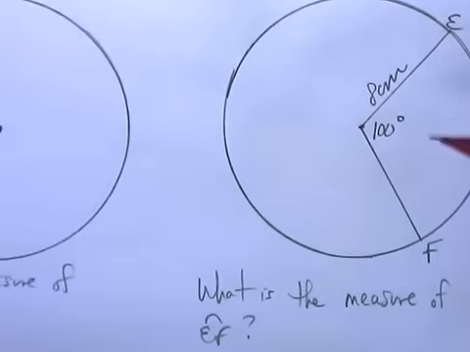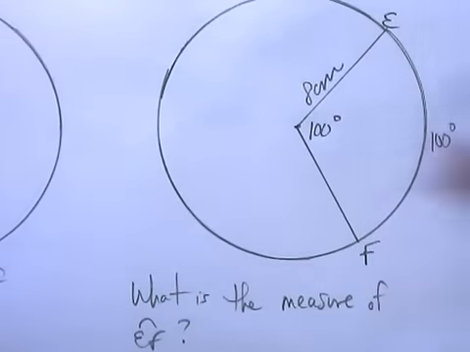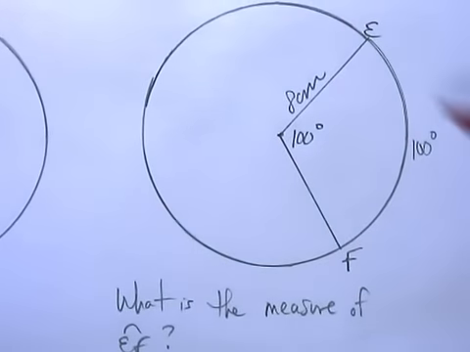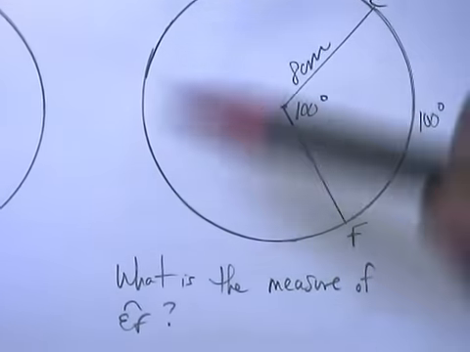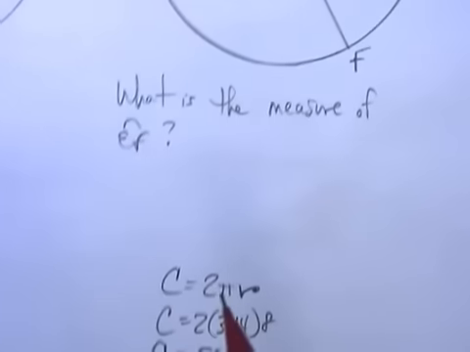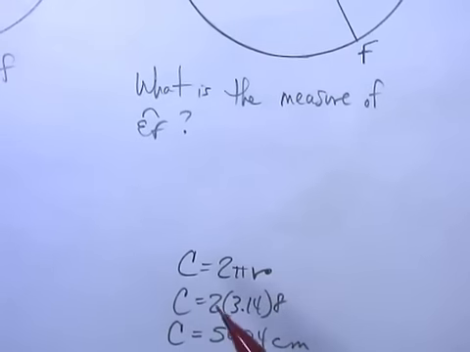Let's say here we have a circle with a radius of 8 centimeters, and we have a central angle of 100 degrees, and they want to know what is the measure of arc EF. Well, again, I know this is going to be 100 degrees as well. And by now, I hope you figured out it's 100 degrees out of how many? Out of 360 degrees.